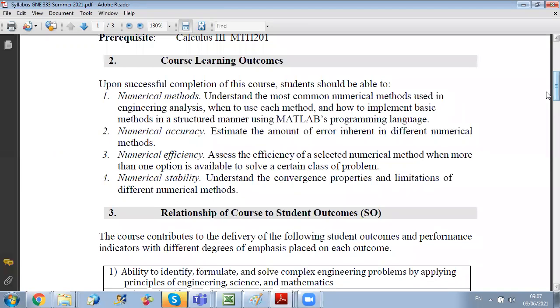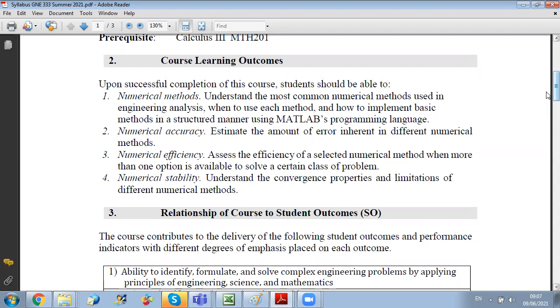and use these programs to find the solution you want. Second, we will learn about numerical accuracy, which estimates the amount of error inherent in different numerical methods. We will see what numerical efficiency is, which assesses the efficiency of a selected numerical method when more than one option is available to solve a certain class of problem. So we will learn several methods, and at the end you will know which method is more convenient for any problem you face.